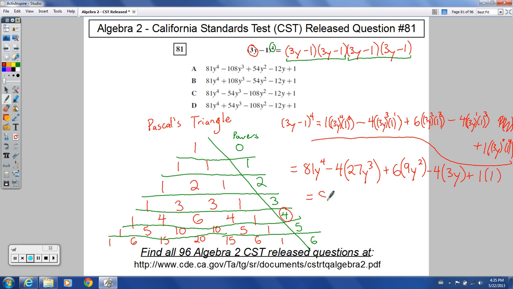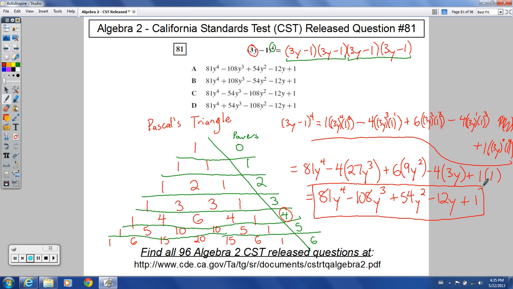So to simplify this, to complete the problem, you've got 81y to the 4th minus 108y to the 3rd plus 54y squared minus 12y plus 1. Your final answer for number 81 should be choice A.